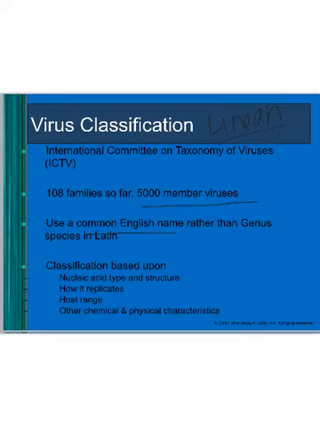How they're classified and organized is based on the nucleic acid type and its structure, maybe how it replicates, what it can infect, what kind of symptoms it causes, and other chemical and physical characteristics. Usually a lot of them are based on what kind of symptom it causes.